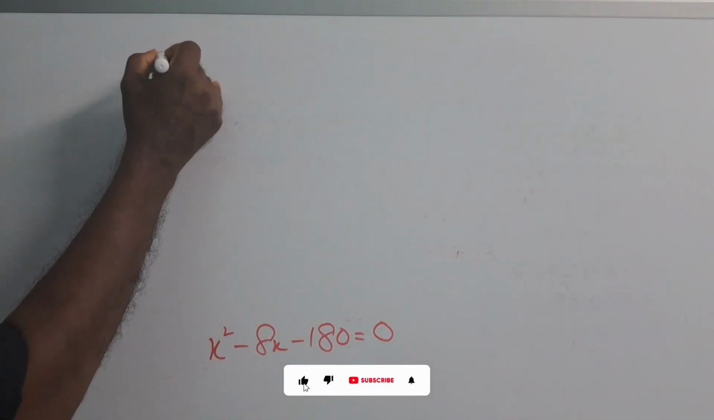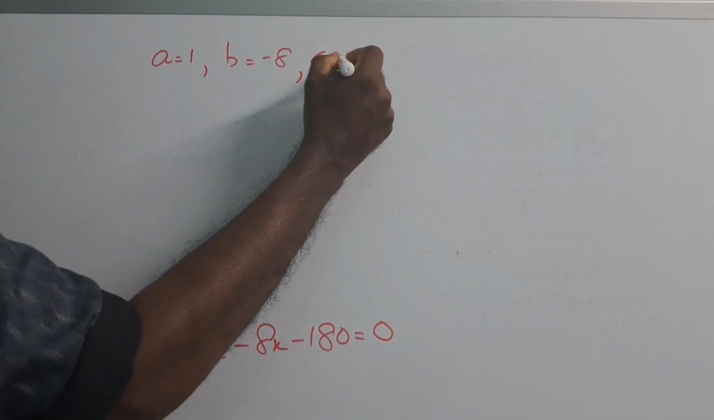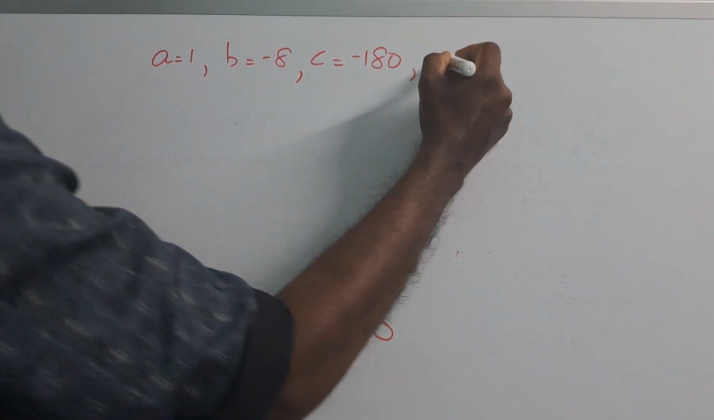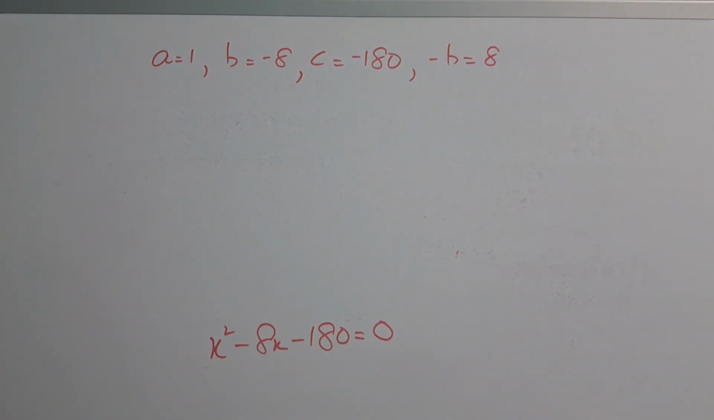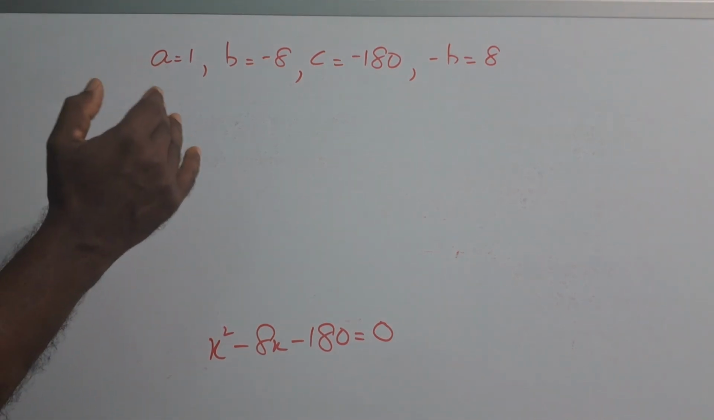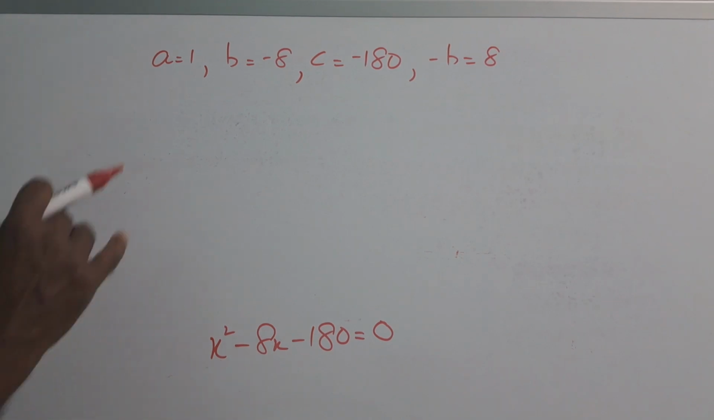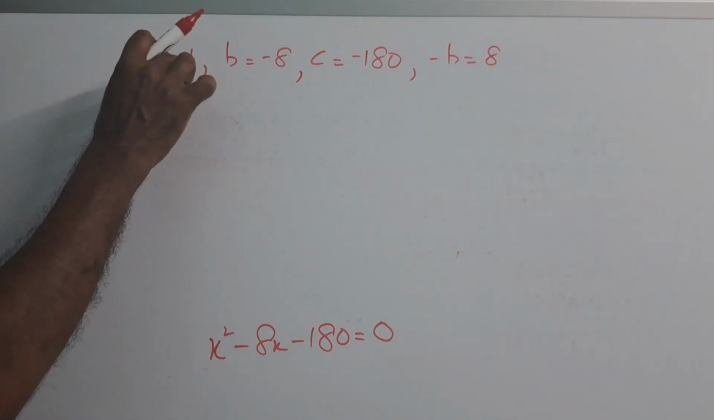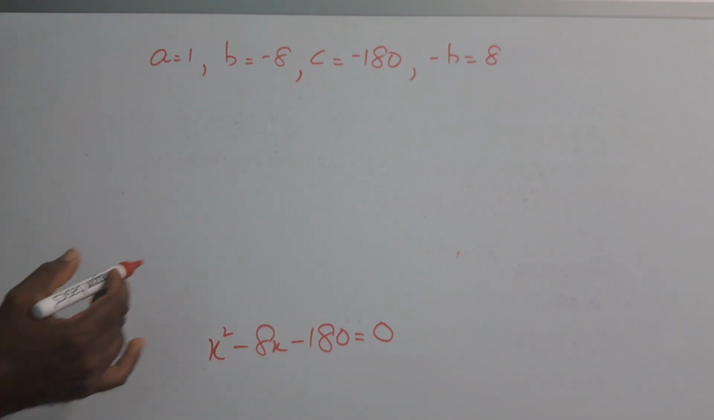Here in this equation, a is equal to 1, b is equal to minus 8, c is equal to minus 180, and minus b is equal to 8. I have noted them separately so as to avoid mistakes. If you are not particular about finding these things, it is better to note down a, b, and c. It will be easier for you to answer the questions without any mistakes.